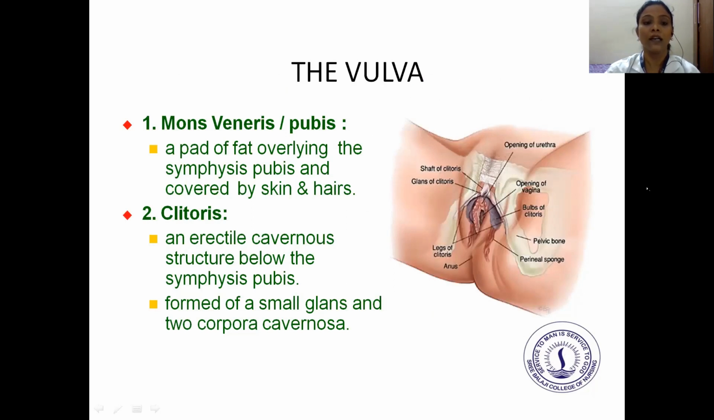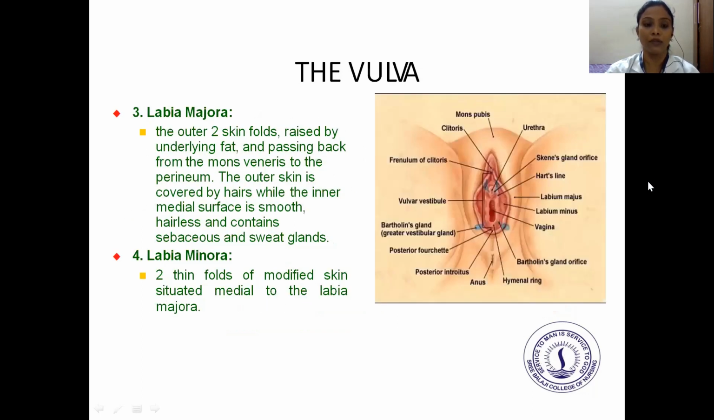The external genitalia is otherwise called the vulva. We can see in that the mons pubis, clitoris, labia majora, and labia minora. Mons pubis is a pad of fat overlying the symphysis pubis, and it is covered by skin and hair. Next is the clitoris. It is an erectile cavernous structure below the symphysis pubis, formed of small glands and two corpora cavernosa.